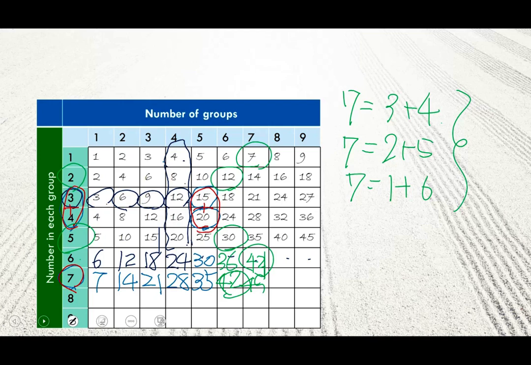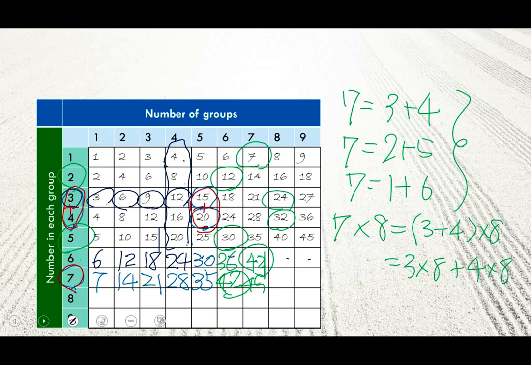Now you realize we have a particular name for this property. This is called the distributive property. So that means 7 times, for example, 8 is 3 plus 4 times 8, which is 3 times 8 plus 4 times 8. Let's look at this. 3 times 8 is 24. 4 times 8 is 32, which gives 56.